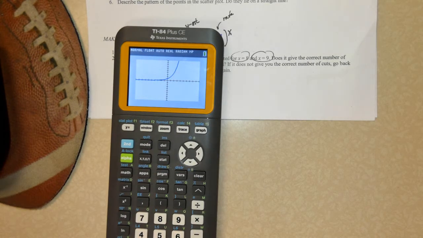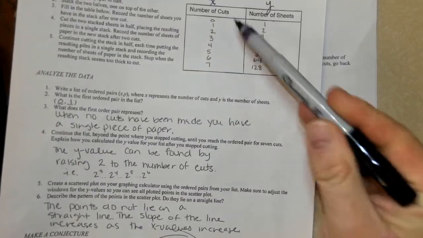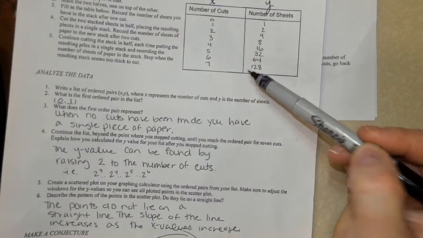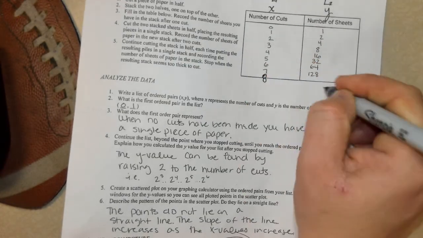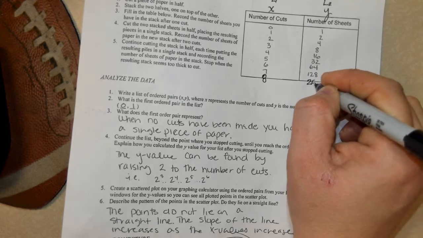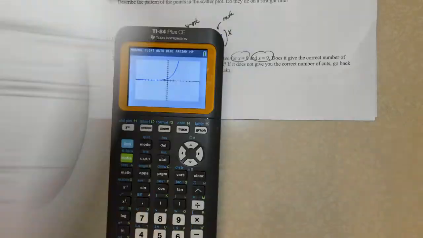So let's look here and see what our 8 would be. If we had continued, so we can check our answer, and I doubled 128, what is 128 doubled? 256. And what is 256 doubled? I believe it is 512. Well, let's see if this works.